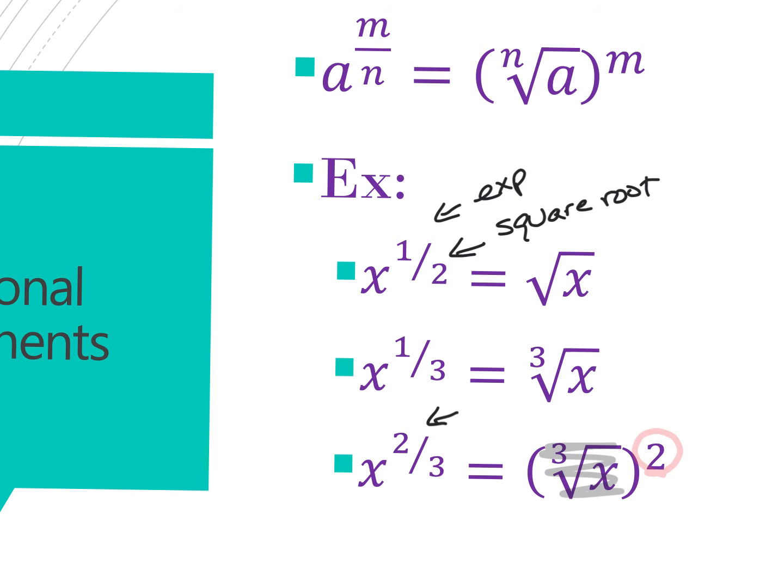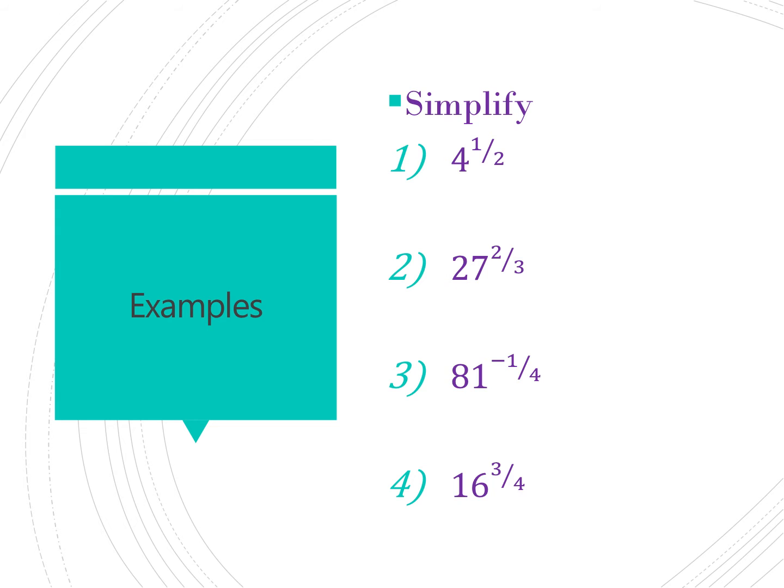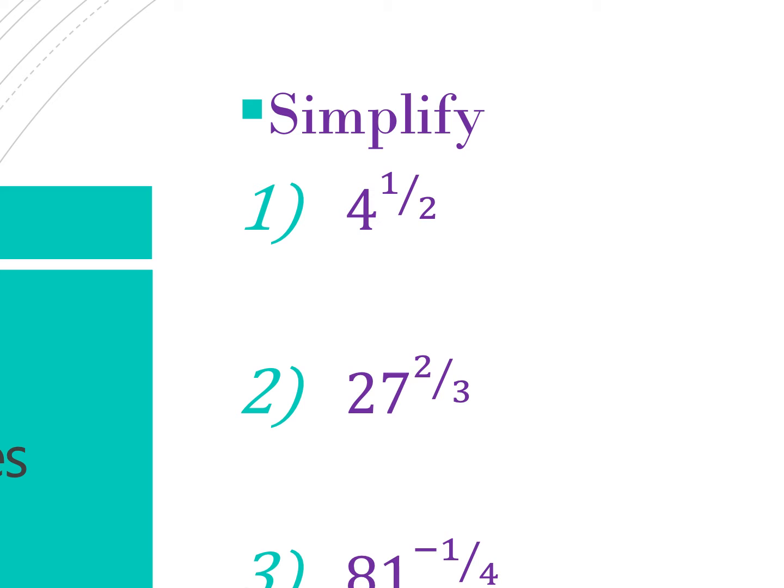Pretty good? Let's try it. So the first one, it wants me to simplify. Again, remember the denominator is going to be the root, and the numerator is the exponent, or the power. So again, whenever you see something raised to the 1/2 power, think square root. So I take the 4, put it under the square root symbol, and now I'll simplify that, and I get 2.